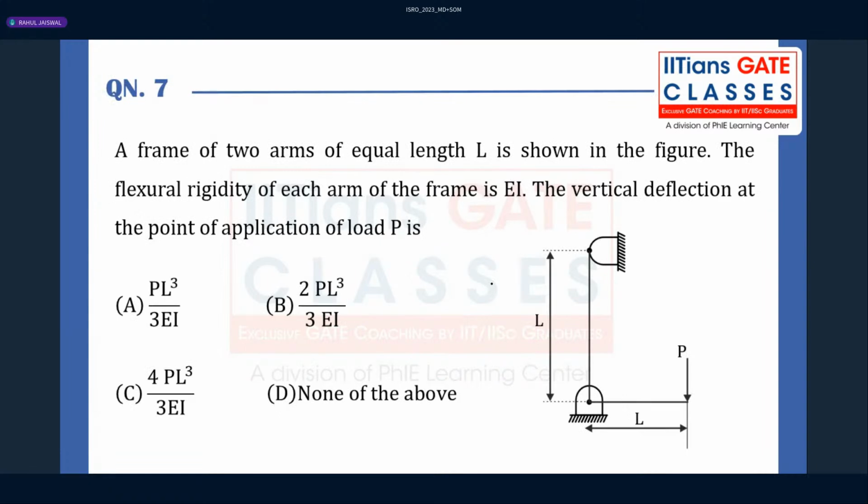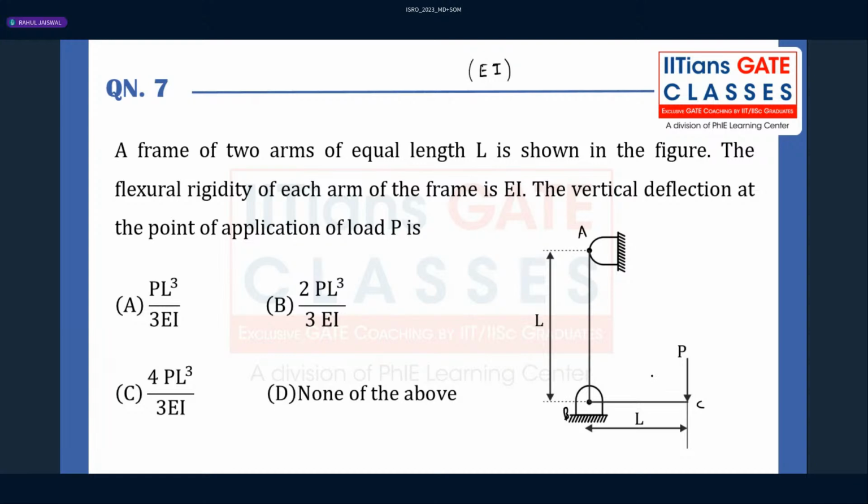Here again, they are asking a question from strength of materials. They have given one frame. The frame consists of two arms of equal length L, as shown in the figure. The flexural rigidity of each arm is EI. What is the meaning of this? The flexural rigidity of each arm is the same. You can consider parts A, B, C. So for AB and BC the material is the same, and we have the cross-sectional areas.